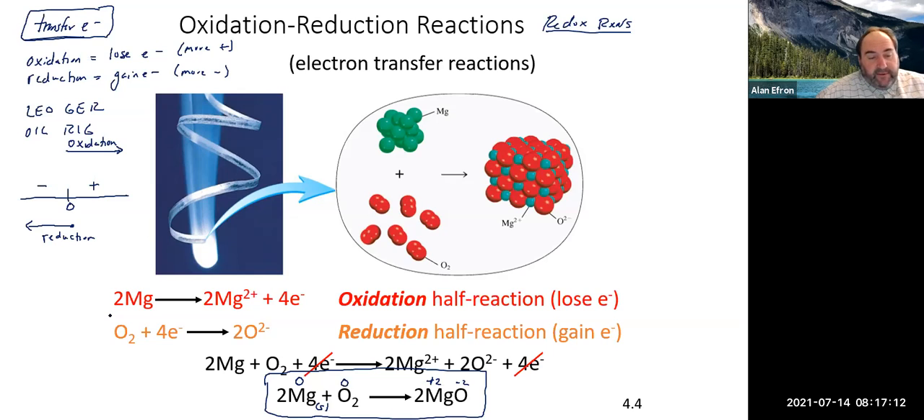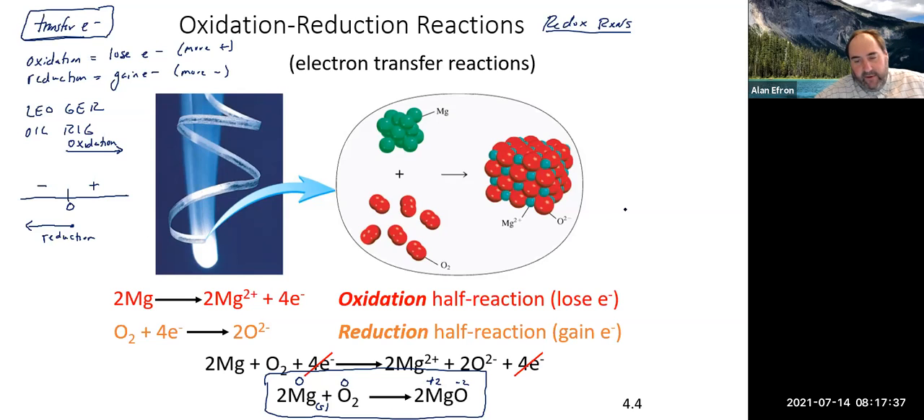So with that basic definition and a way to figure out what is happening by identifying the oxidation states, and they're not necessarily the charges here. We'll talk a little bit about the differences between oxidation state and charge, but the oxidation state of our magnesium started at 0 and ended at +2 on the other side.